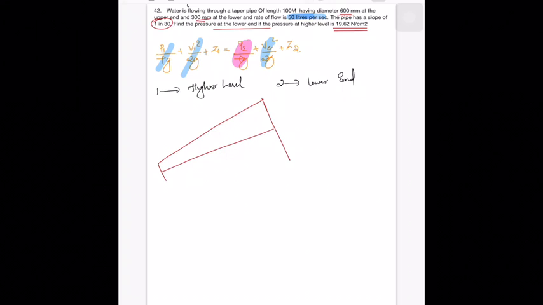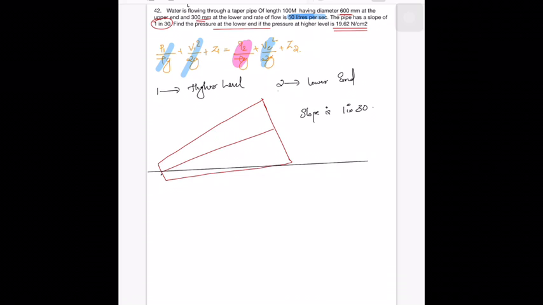you position the datum like this. By doing like that, z2 will become 0, because we have taken 2 related to the lower part. So z2 will become 0. And the inclination is given as slope 1 in 30. So that's how you have to do it.